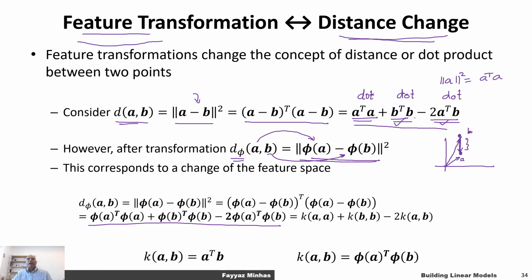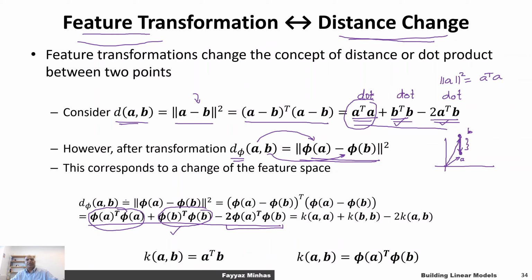Right? When we make a transformation, what happens is that instead of a dot product in the original feature space, like A transpose A, we are now taking a dot product in this transformed feature space. So instead of A transpose A, we have phi of A transpose phi of A, and then we've got the same thing for B. And instead of having A transpose B, we have phi of A transpose phi of B, okay? So that means that whenever we do a transformation, that changes the concept of distance, right?